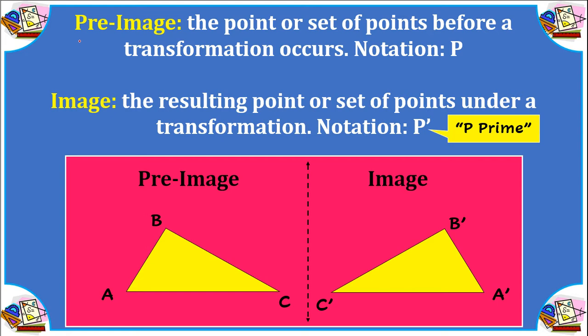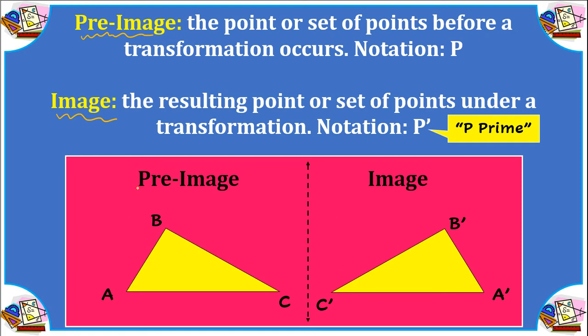So let's talk about the words pre-image and image. The word pre-image is before the transformation occurs. So it is your original point or your original shape. And then once a transformation has occurred, you now have your image. So we have triangle A, B, C. This is your original, called the pre-image. And we have reflected it across this vertical line to produce A prime, B prime, C prime.